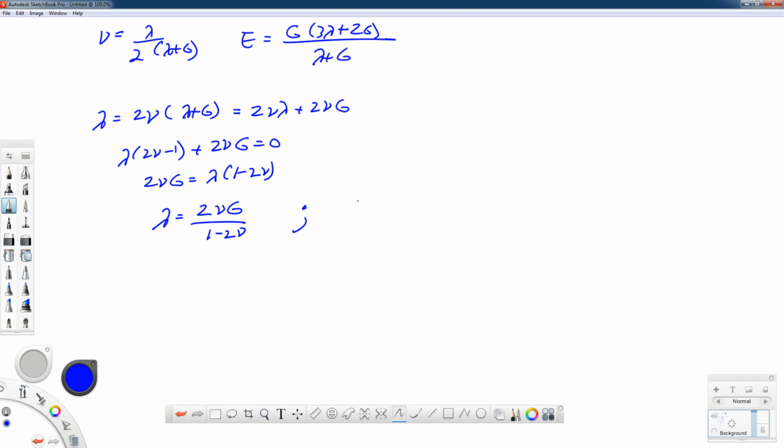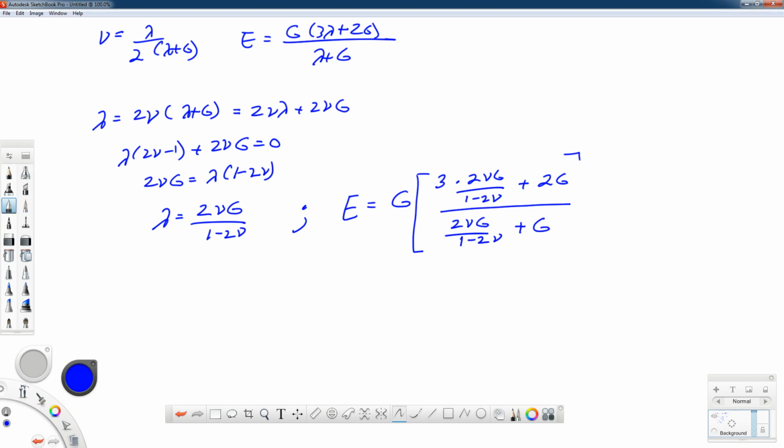We'll get that started. So E is equal to G times this expression, 3 lambda plus 2G, divided by lambda plus G. All right, let me start with that for the next page.